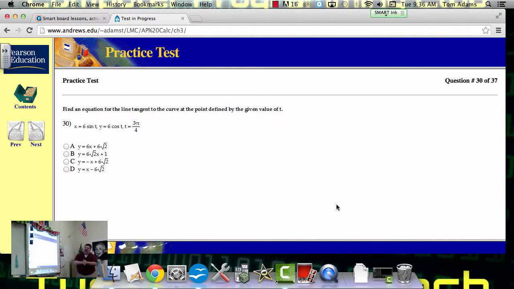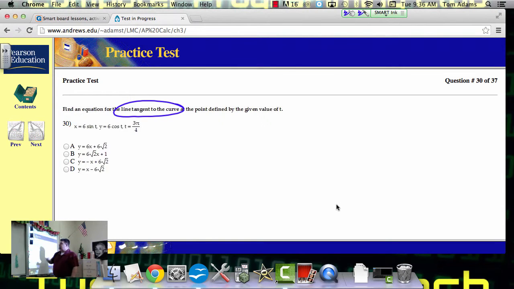For this one we need to find the tangent line to the curve, but we have parametric equations. We need the slope and a point. To get the slope, what's another way to write the derivative? We know that the derivative is dy over dx.